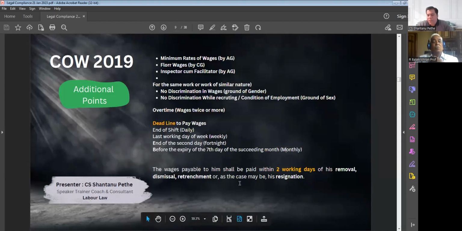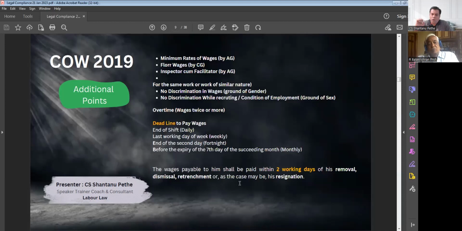The wage payable to him shall be paid within 2 working days if he is removed, dismissed, retrenched, as the case may be, or on resignation. So this is a very important point.